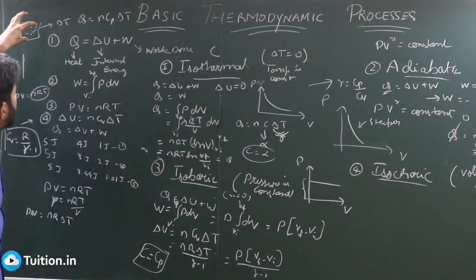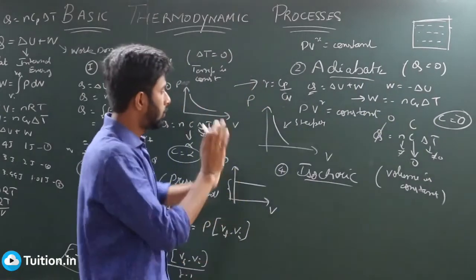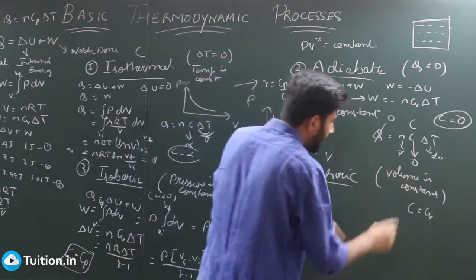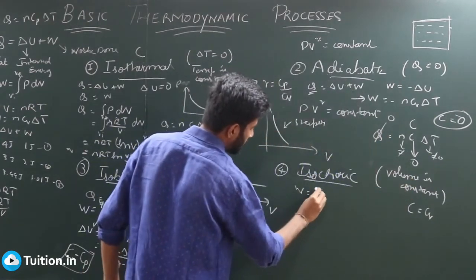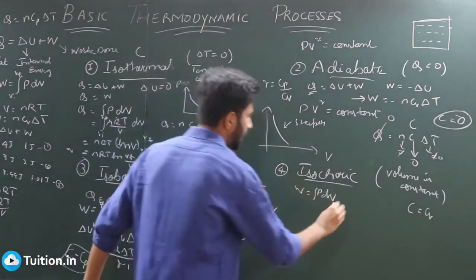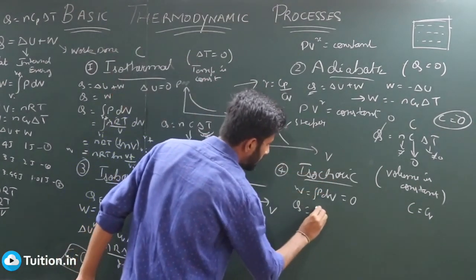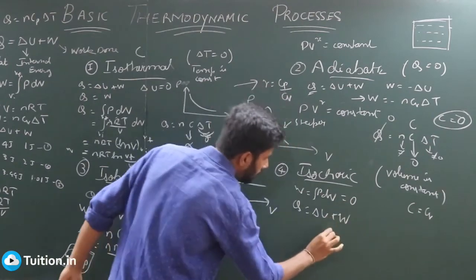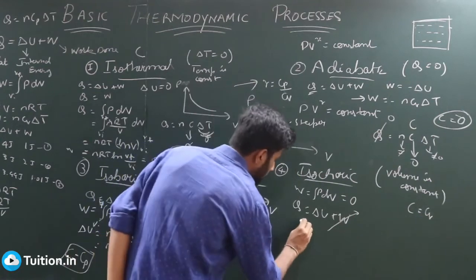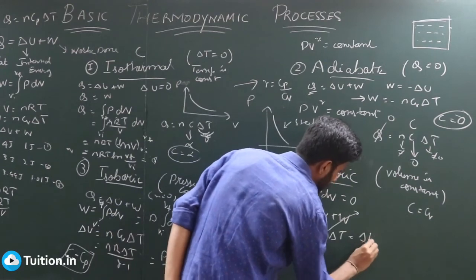But when will it be an isochoric process? If I close the container completely, if there is no change in volume, then my C will be Cv, right? In that case, work done is integral P dV. dV will be 0 because volume is constant, so work done in an isochoric process is 0. So Q equals delta U plus W, and with W removed, Q is equal to delta U. So Q is equal to nCv delta T, which equals delta U, right?